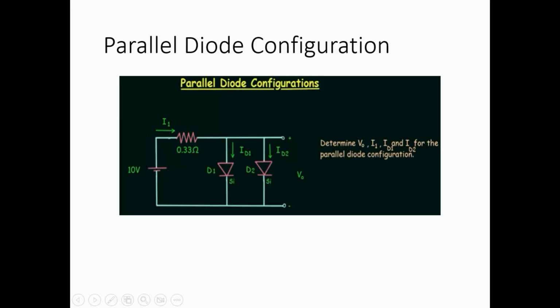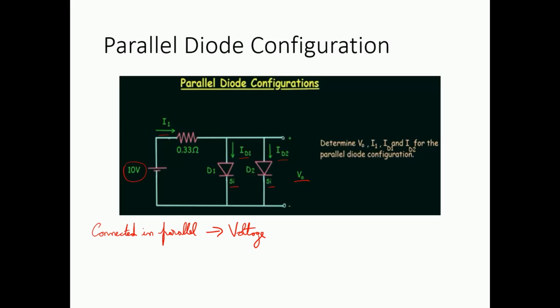So now here we have been asked to again determine the output voltage, the current I1, and these currents ID1 and ID2 flowing through the silicon based diode. So based on our previous understanding, we know that whenever the elements are connected in parallel, the thing that is common among them is the voltage, and we have seen this in our previous linear circuit analysis courses. So if we look at our circuit, we know that the 10 volt is enough to energize both the silicon based diodes.